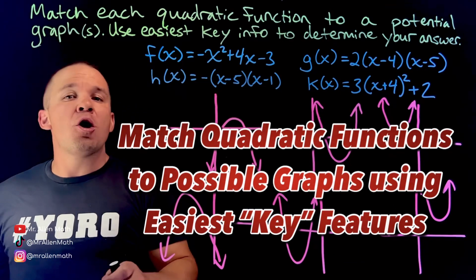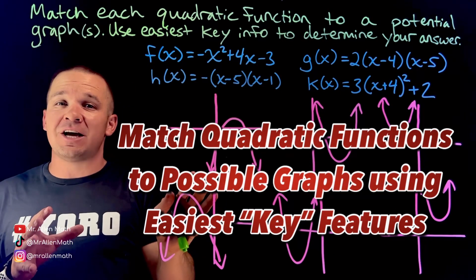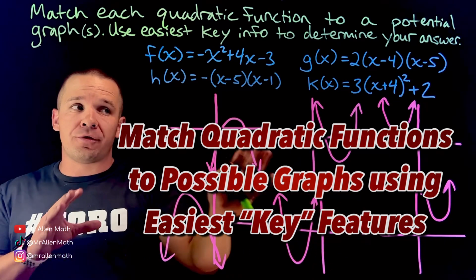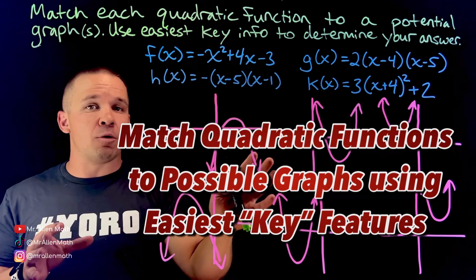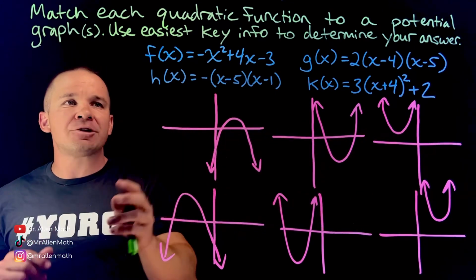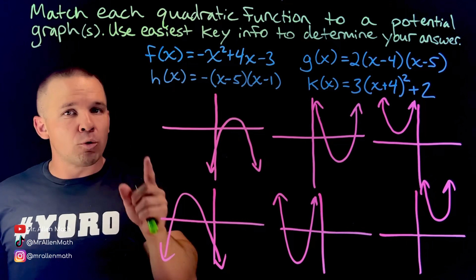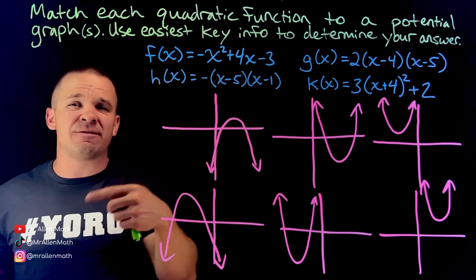Mr. Allen here with some quadratic functions. All right, we got 4 different quadratic functions and 6 different graphs with no scaling on them whatsoever. And what we're going to do in this one is match each one of these quadratic functions to a potential graph or graphs, but we're only going to use the easiest key piece of information.